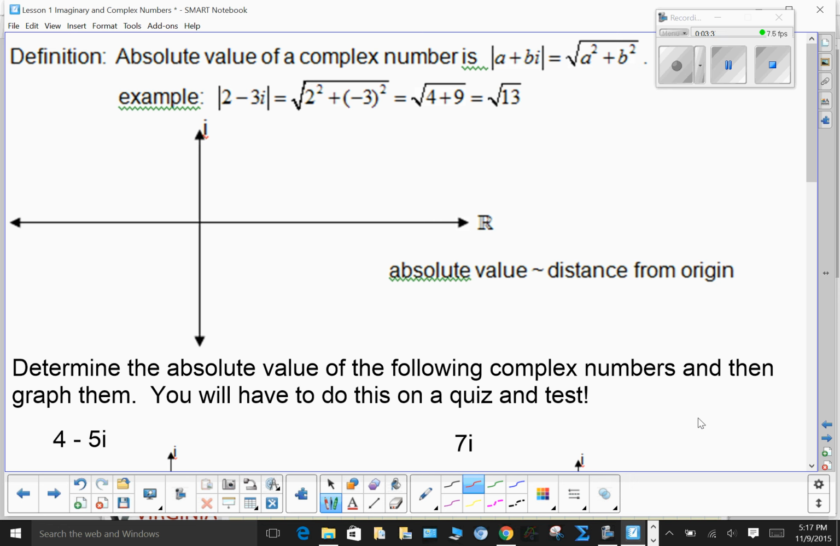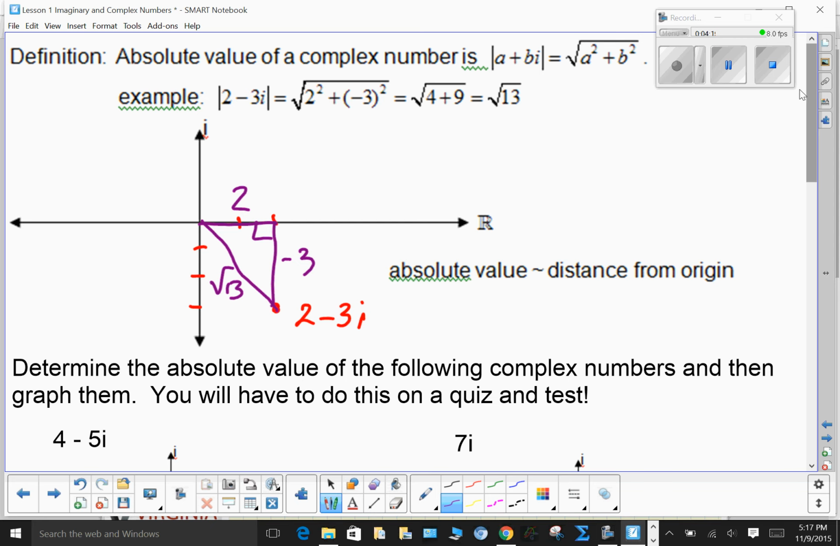The absolute value of a complex number is simply the square root of the real portion squared plus the b, the real part of the imaginary unit, squared. Here's another example. 2 minus 3i, here's 2 units out, 3 units down, here's the point. 2 minus 3i. I can draw my triangle. Here's my 2, there's my negative 3, here's the square root of 13, my right triangle.